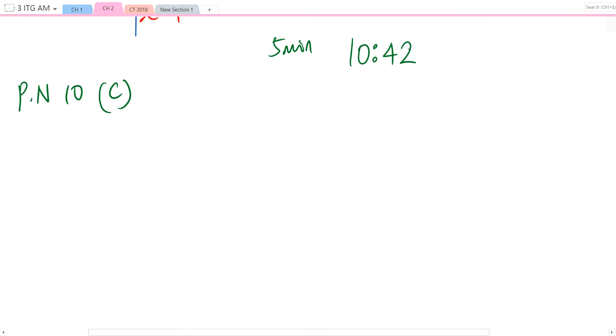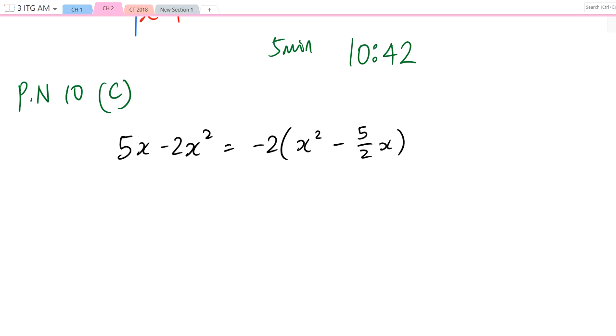Stop at 10:42. Okay, for those of you who are done, did you factorize out negative 2 and result in this? You should have, like I mentioned, lower side work, all must be able to do it.